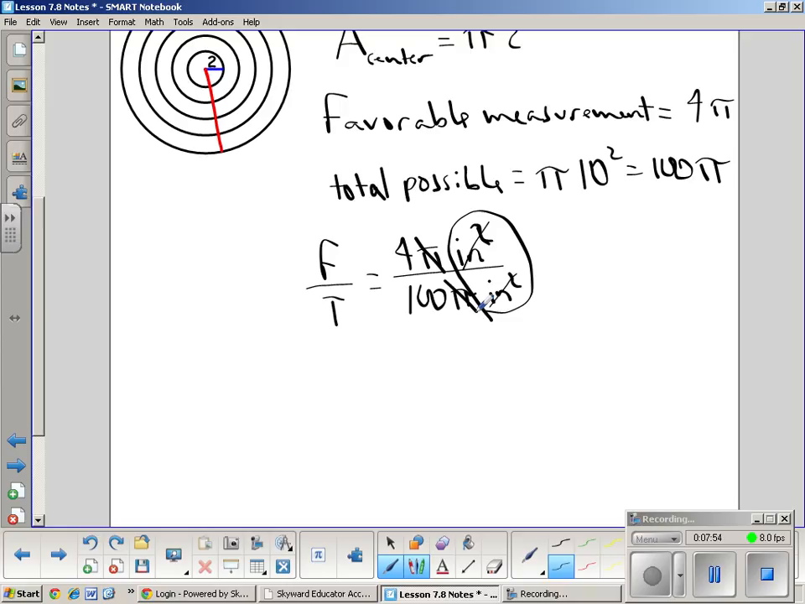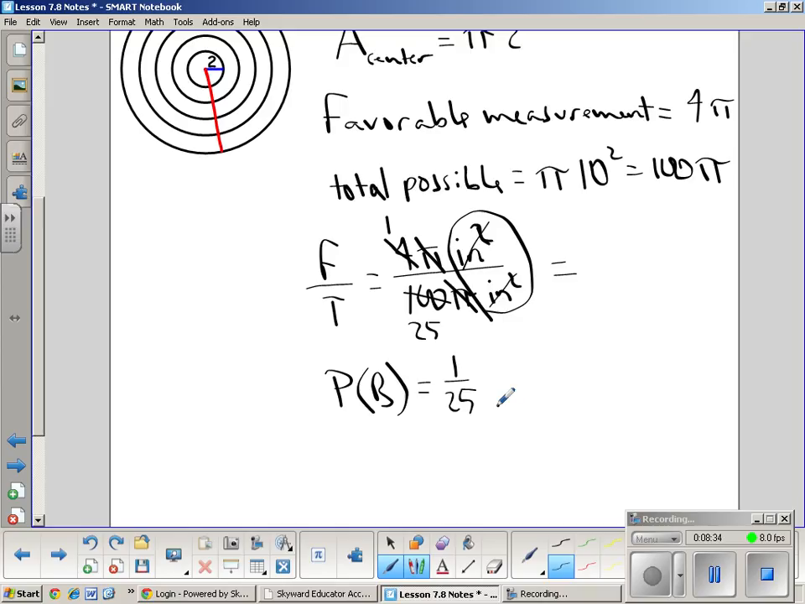There you go. 4 goes into 4 once and into 100 25 times. So my probability of a bullseye is going to equal 1 out of 25, which as a decimal is 0.04. Okay? 4 100ths. That's what we started with right here. Okay. Any questions on how to find geometric probability with a target, something like this?